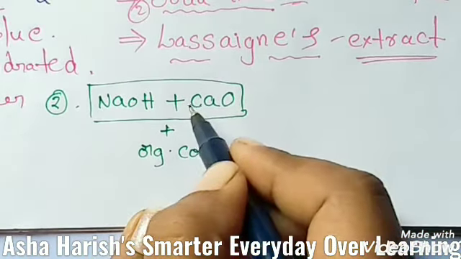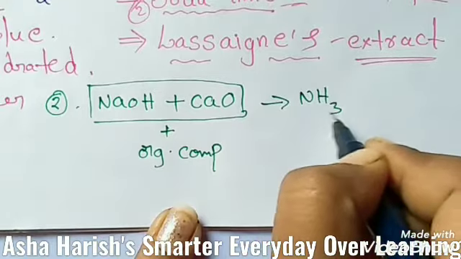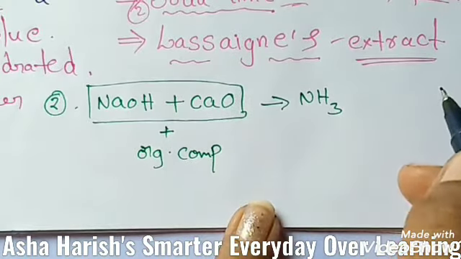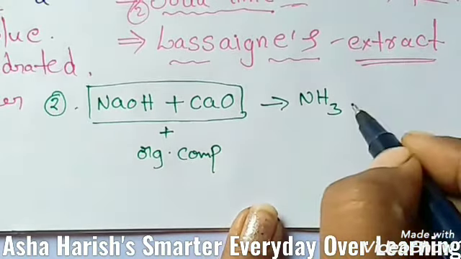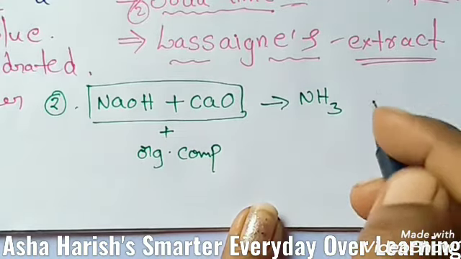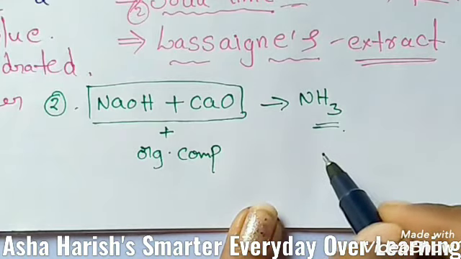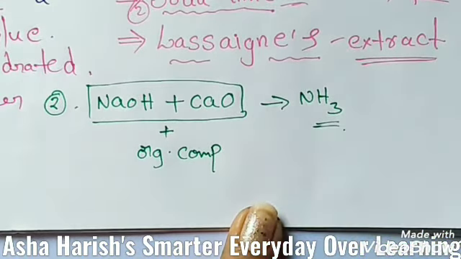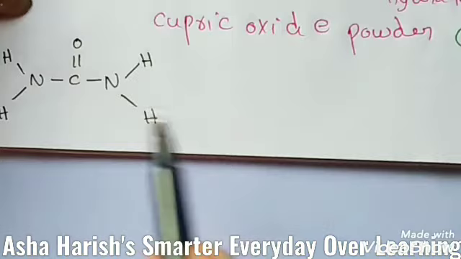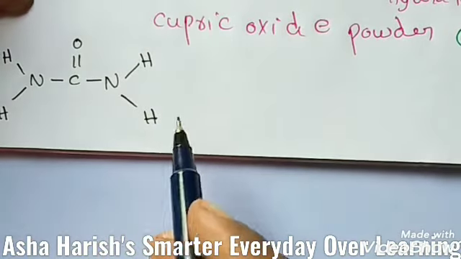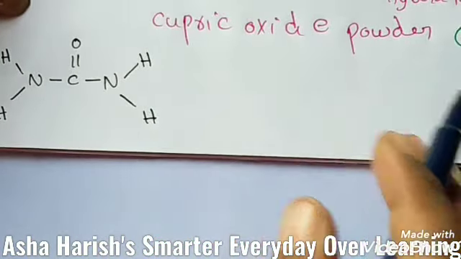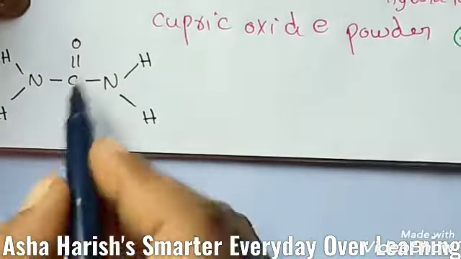Now students, if you heat the organic compound with this soda lime combination, then a smell of ammonia, NH3 smell, indicates the presence of nitrogen in that particular compound. You know that's a strong smell. NH2CONH2, yes, your guess is correct. This is the name of the organic compound, urea.